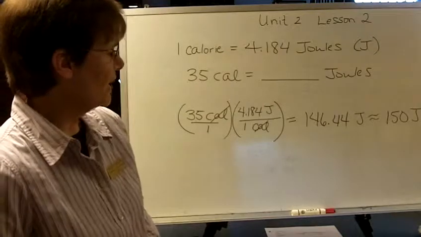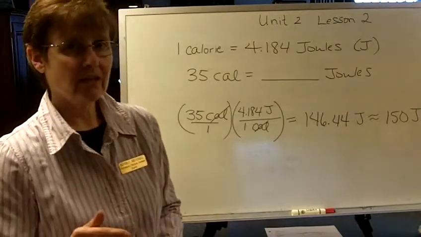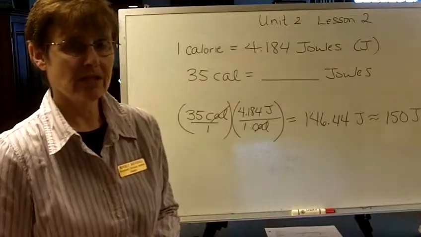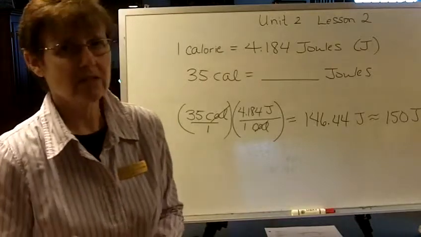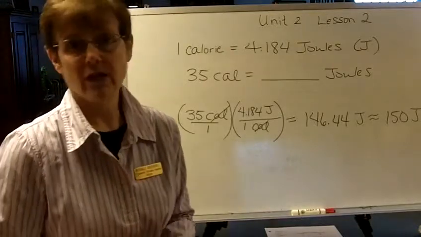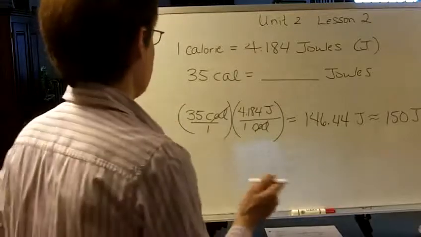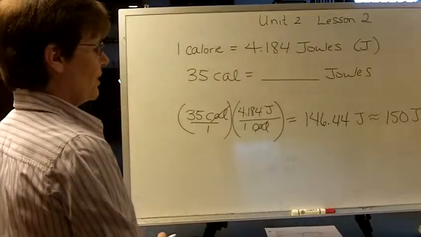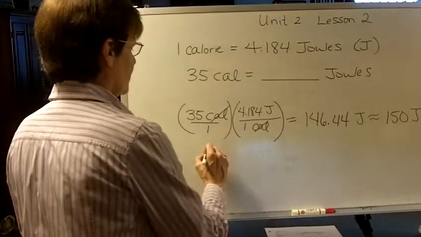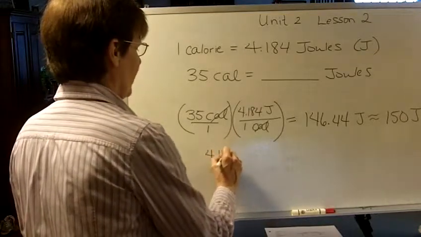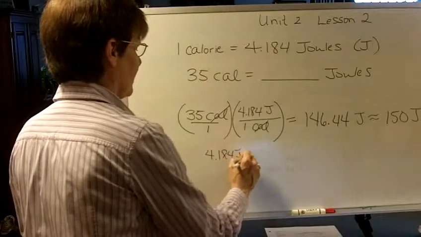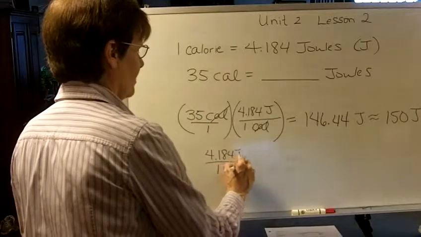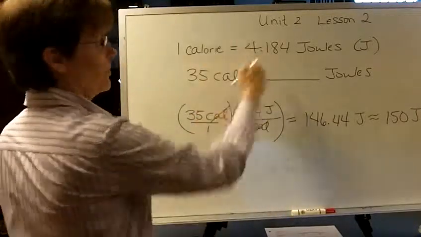All right, so let's look at the other method that sometimes people like to use for this, and maybe you'll find that this is the method you learned in algebra. So if you like this better, feel free to use it. And that is setting up a ratio. And the ratio says something like this. 4.184 joules is to 1 calorie. Okay, so we're starting with something that we know.